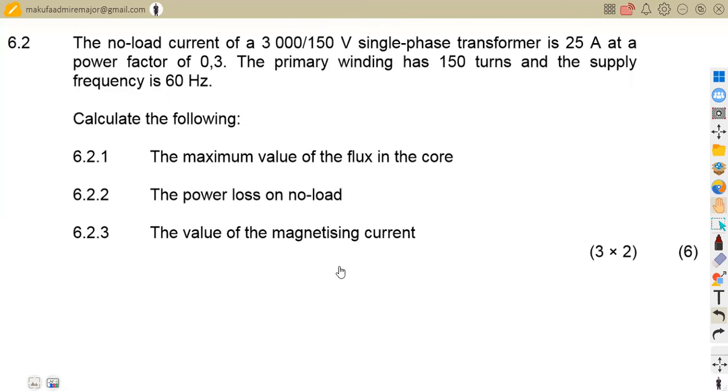In this case, we shall be focusing on transformers. We have a question on transformers that we are going to consider from our November 2017 paper.